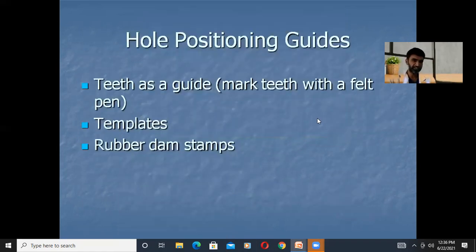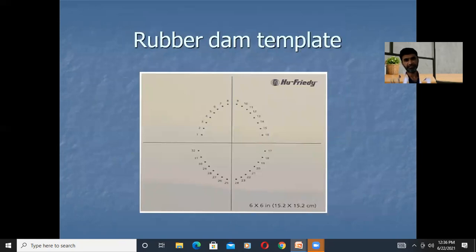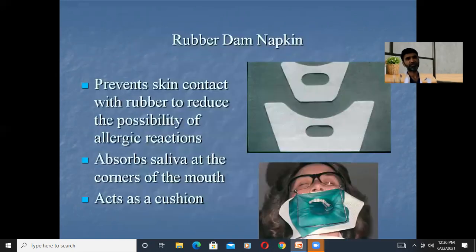Hole positioning guides: teeth as a guide. Mark teeth with a felt pen, templates, and rubber dam stamps. This is the rubber dam stamp template, which is categorized as first quadrant, second quadrant, third and fourth. Accordingly, we select the tooth and do the punch.